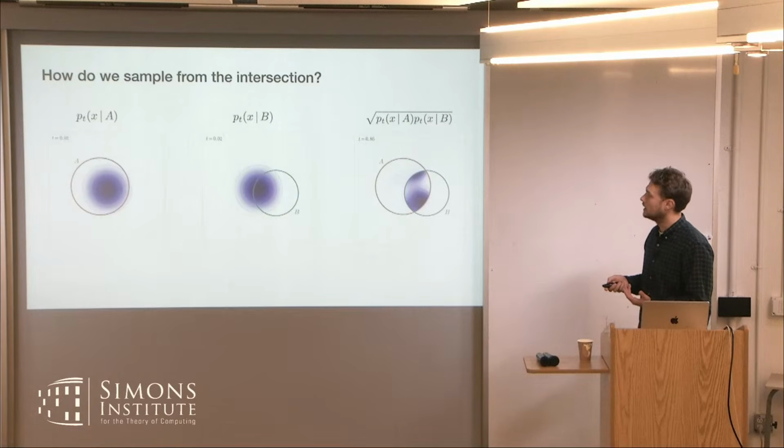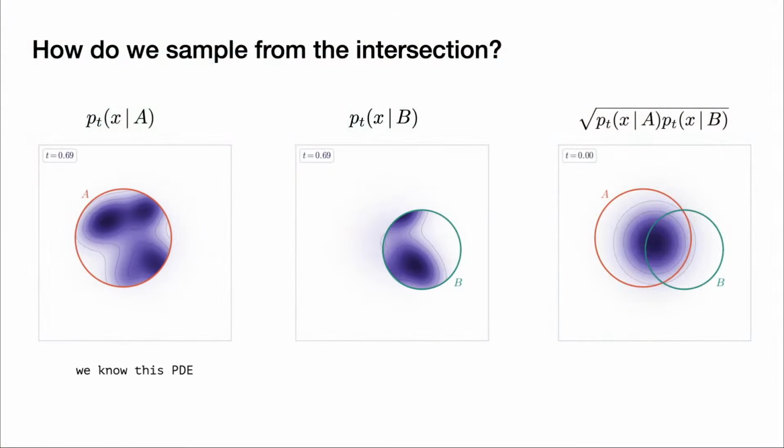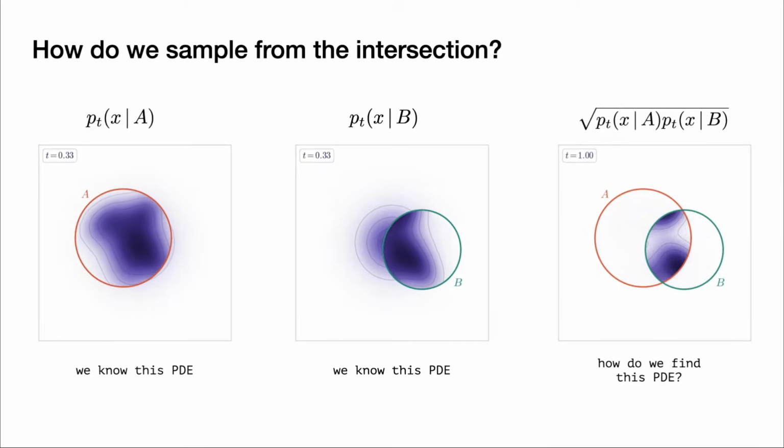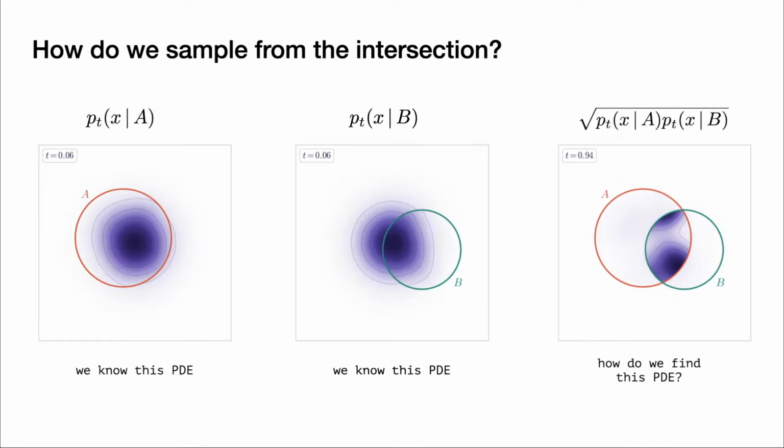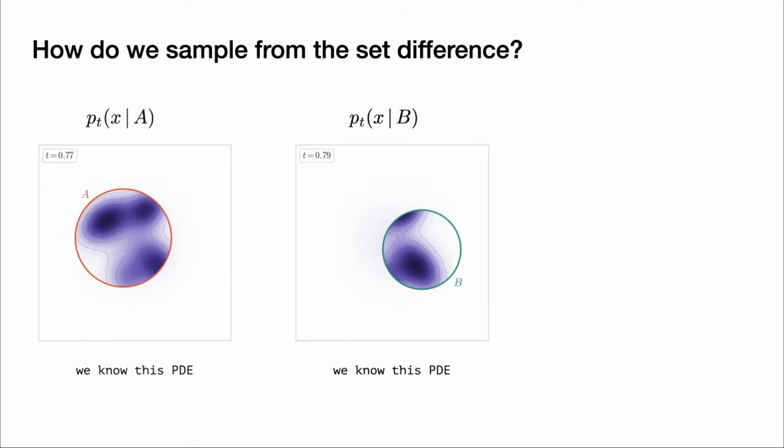Okay, and the whole trick is that we know this PD, we know this PD, and how do we find this PD, right? And this PD is defined by these marginals, of course.